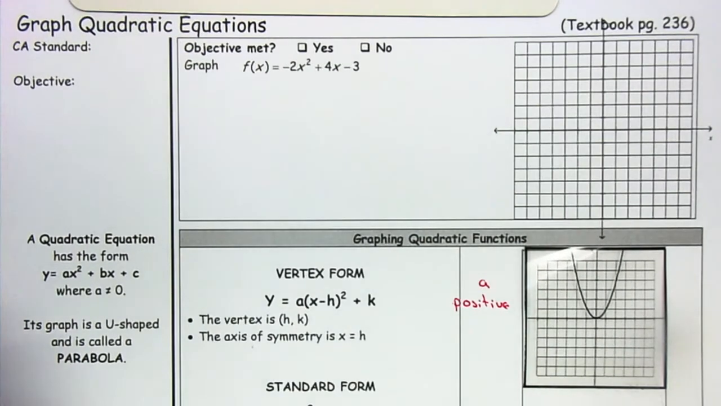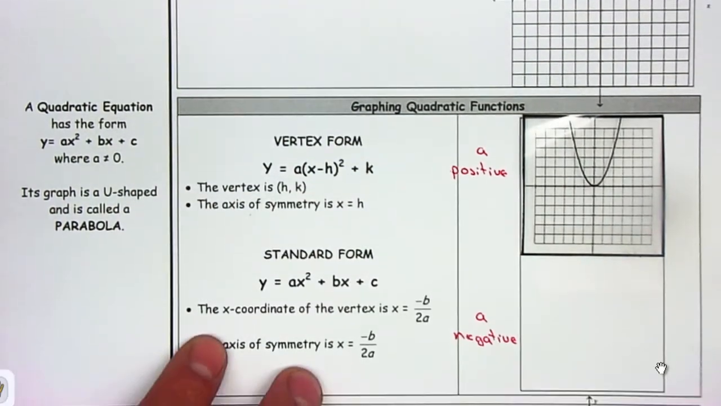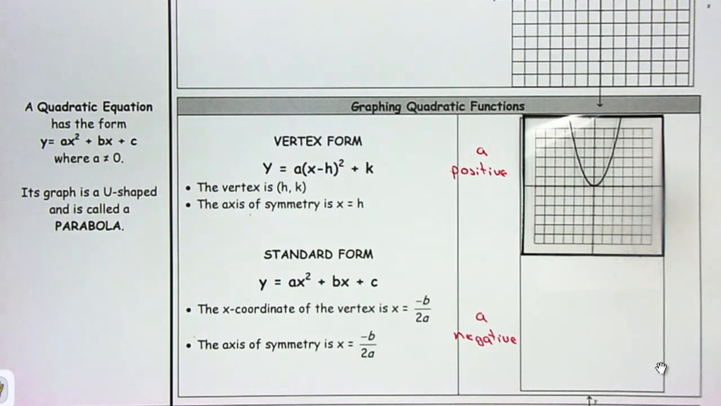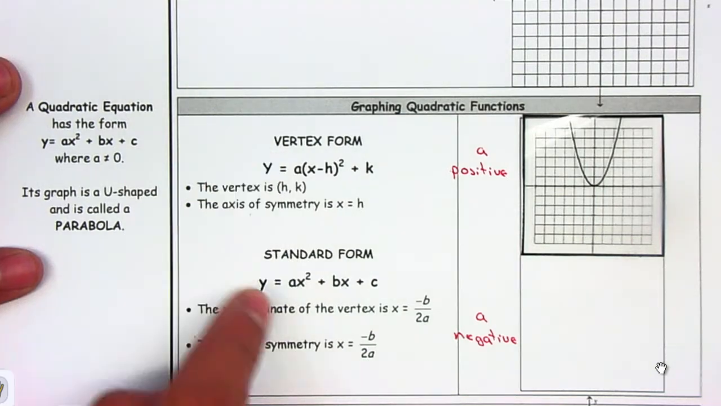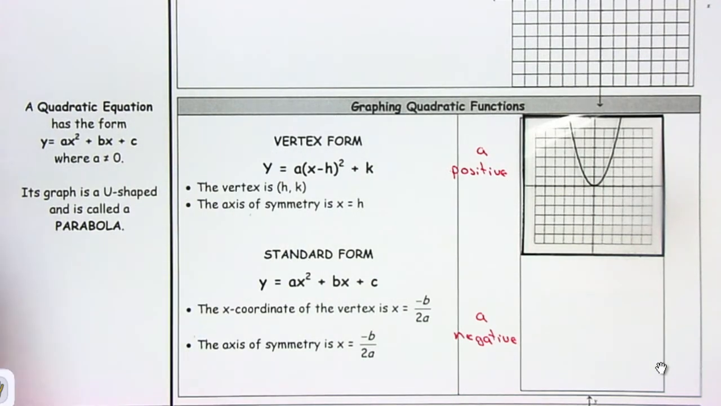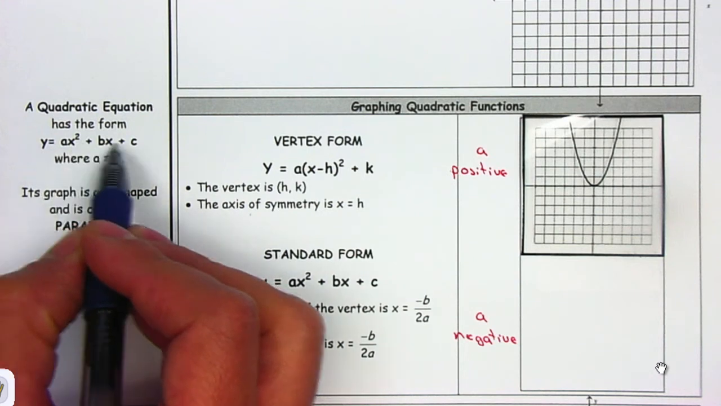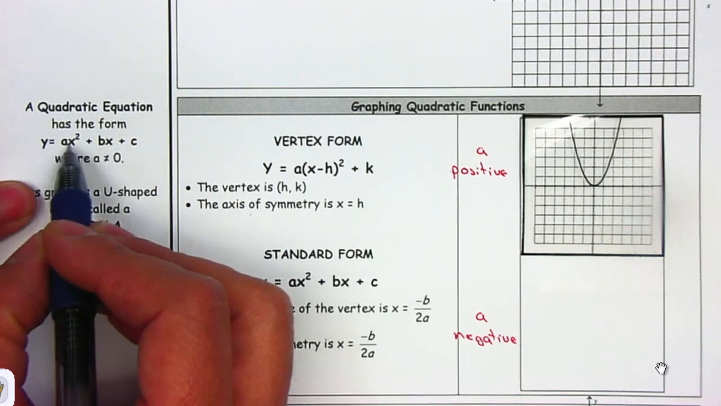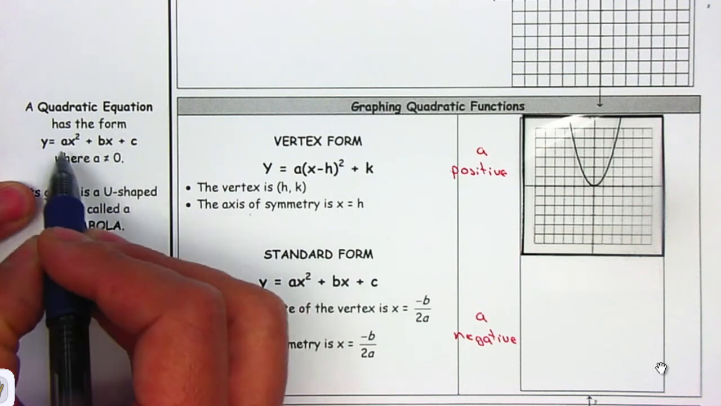Good morning. Today we are graphing quadratic equations, and this process is going to be very similar to the ones that we covered on absolute value functions, but we are going to have two forms. We're going to have the vertex form and standard form. We know that a quadratic equation has the form ax squared plus bx plus c, where the largest exponent is x squared, since a cannot be equal to 0.